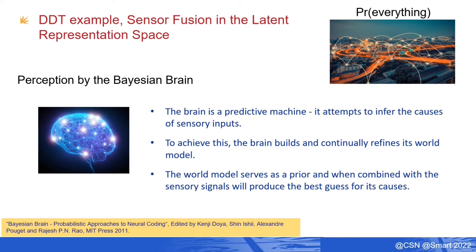And in fact, perception itself is then an attempt to provide the best guess for the causes of the sensory inputs. So in some sense, the brain continually refines the world model, and perception is the result of combining prior knowledge, a guess by this predictive machine, and refining it with the input from your eyes, ears, and so on. This works in tandem, and that's what produces the final guess. That's very nice, but it can also serve as an inspiration for prediction or sensor fusion tasks that we want to do in industrial contexts. So that's what I'm going to show next.